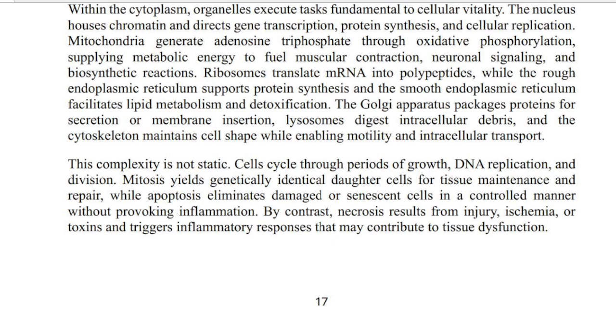This complexity is not static. Cells cycle through periods of growth, DNA replication, and division. Mitosis yields genetically identical daughter cells for tissue maintenance and repair, while apoptosis eliminates damaged or senescent cells in a controlled manner without provoking inflammation. By contrast, necrosis results from injury, ischemia, or toxins and triggers inflammatory responses that may contribute to tissue dysfunction.